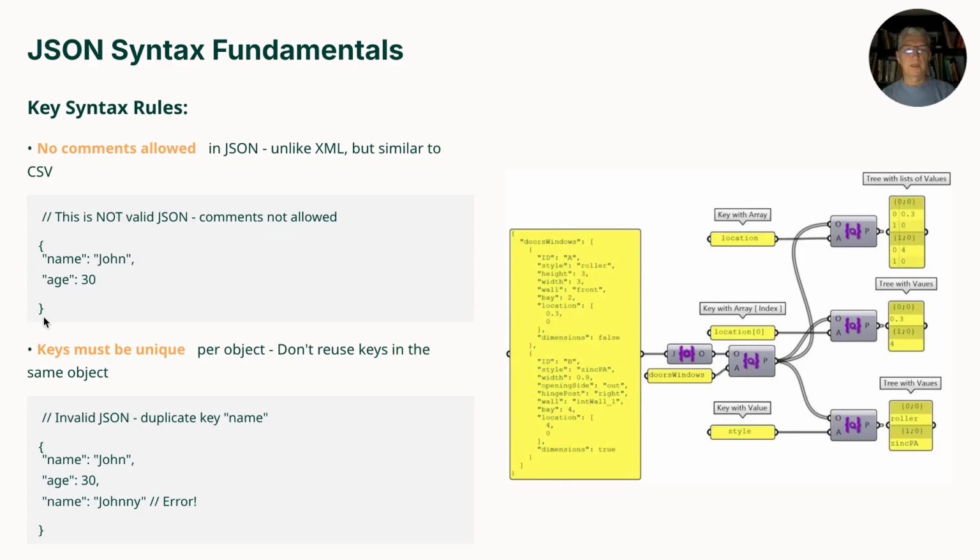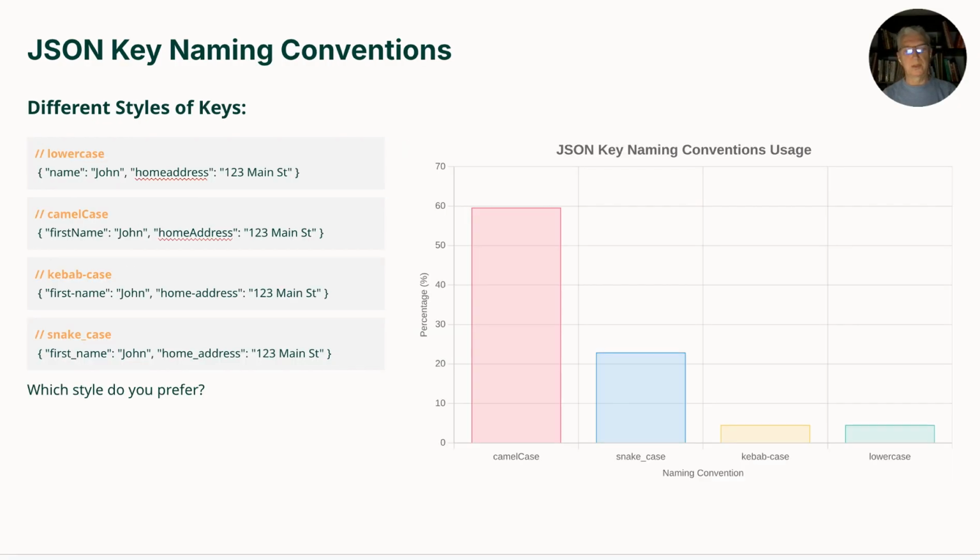The second rule is that keys must be unique. Within a JSON object, if you see a property name and then another property with the same name, JSON wouldn't know which of those properties to choose, the first one or the second one. So it's not allowed, and it's not a valid JSON structure. The keys must be unique. You can use the same key in different objects or sub-objects, but you should not use the same key within the same object.